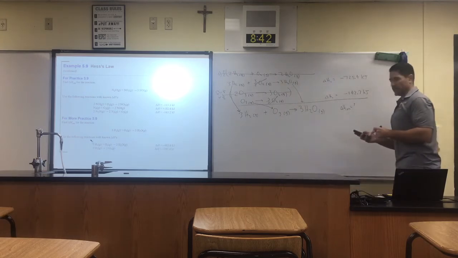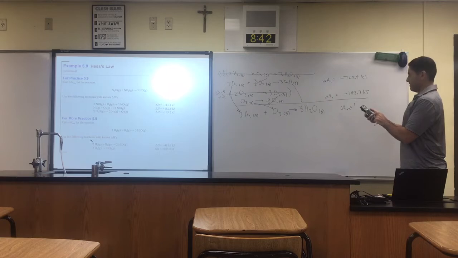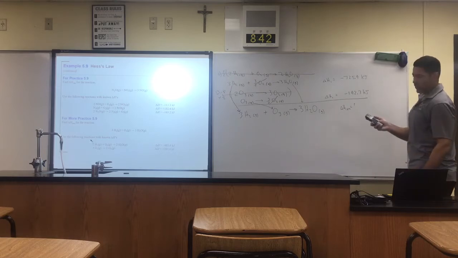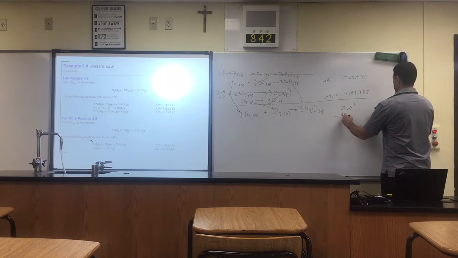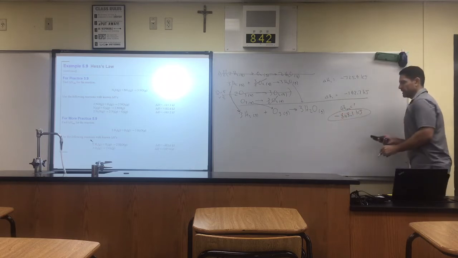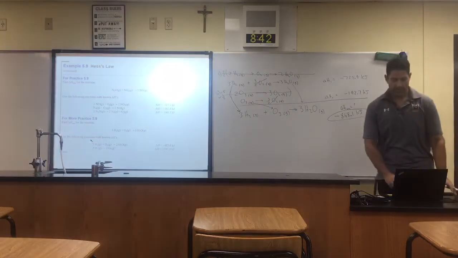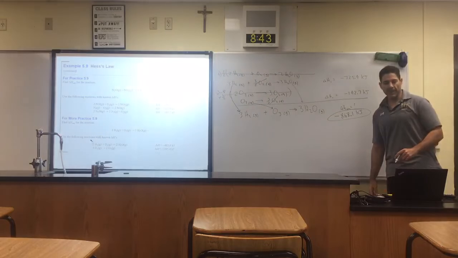And then this one over here ends up being a pretty simple one. So it's negative 725.4 plus negative 142.7, and we get negative 868.1 kilojoules. This one's exothermic. Okay, and that is our third Hess law problem. Okay, so far so good.